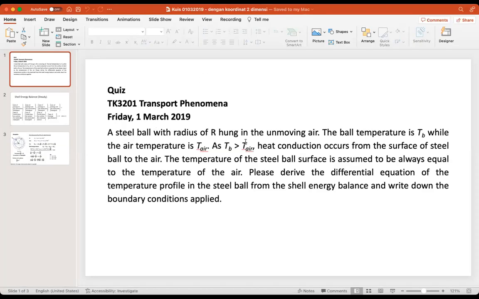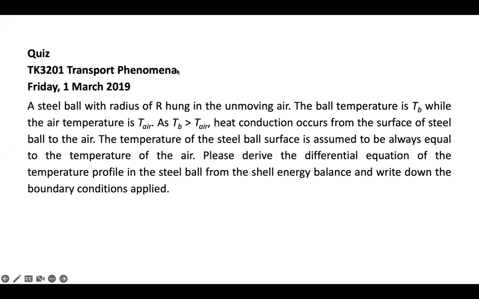Okay, let's have a look. This is from 3 years ago, so I think this would do the job. It's slightly different, but anyway. Okay, so we have a steel ball with a radius of r, in still air or moving air, and the ball temperature is TB. So this is the ball. Let's say this is the TB. Sorry, my writing is not really good. I forgot to bring the Wacom.